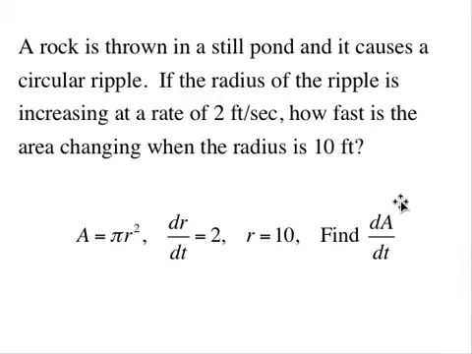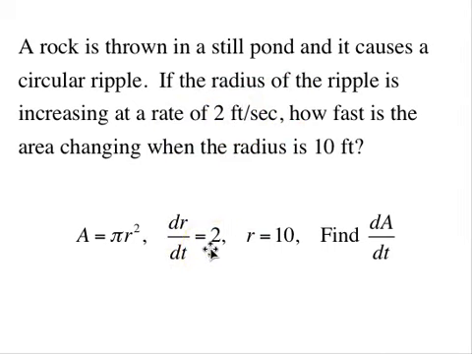A rock is thrown in a still pond and it causes a circular ripple. If the radius of the ripple is increasing at a rate of 2 feet per second, how fast is the area changing when the radius is 10 feet? So it's a circle. We need to know the area of a circle is pi r squared. We have that. The radius is increasing at a rate of 2 feet per second, so dr/dt is 2.